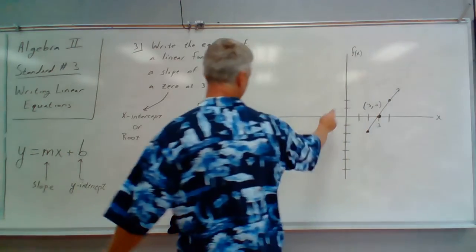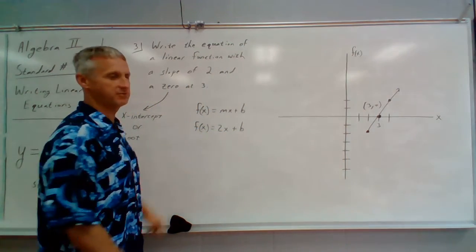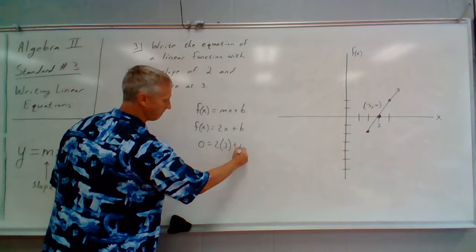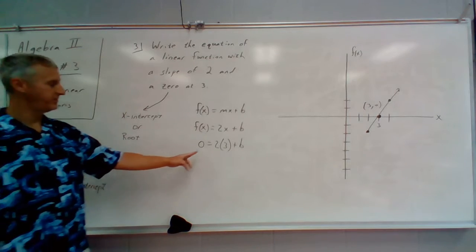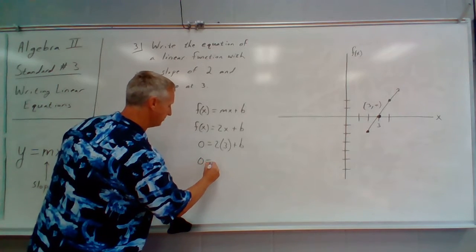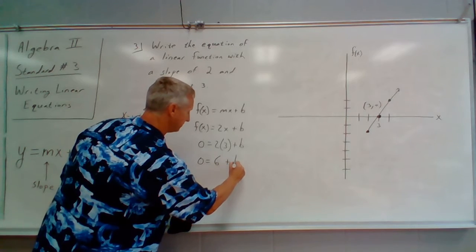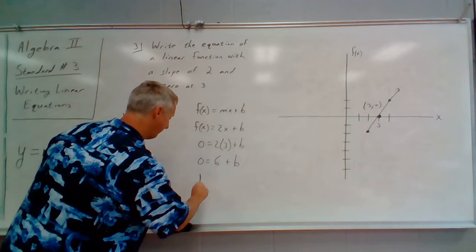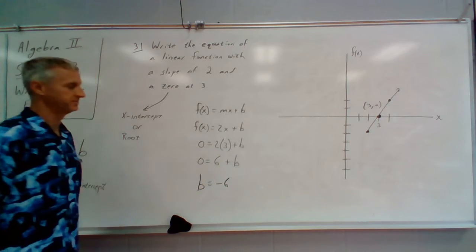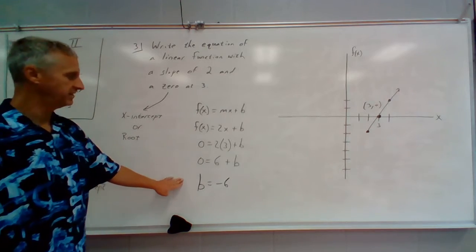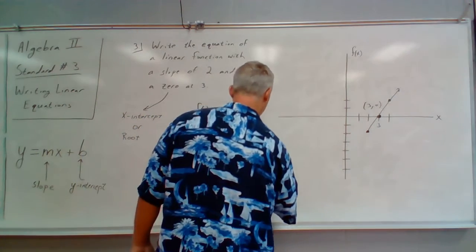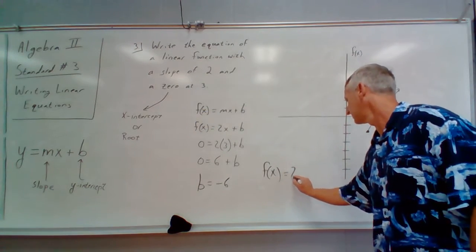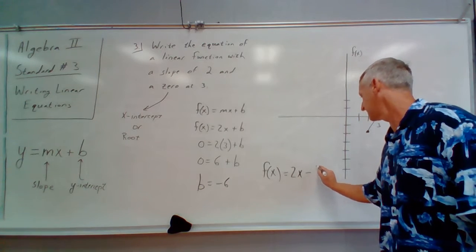So I can plug in a 3 for my x and a 0 for my y. So let's do that. Let's solve for b. 2 times 3 is 6. So I got 0 is equal to 6 plus b. Subtract 6 from both sides, and I get b equals negative 6. So my y-intercept would be negative 6. So my final answer is f of x equals 2x minus 6.